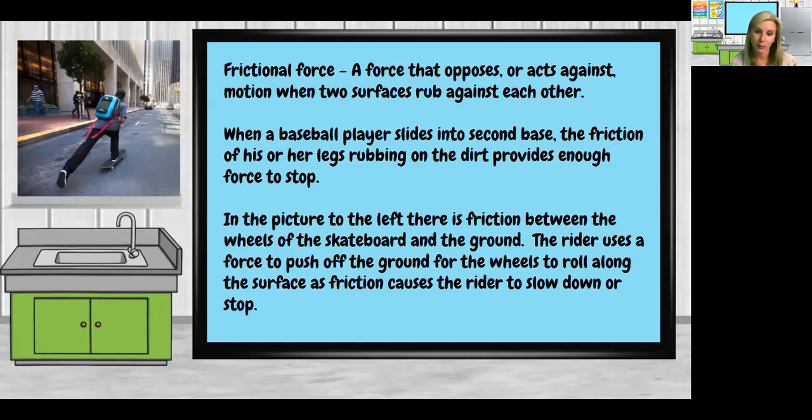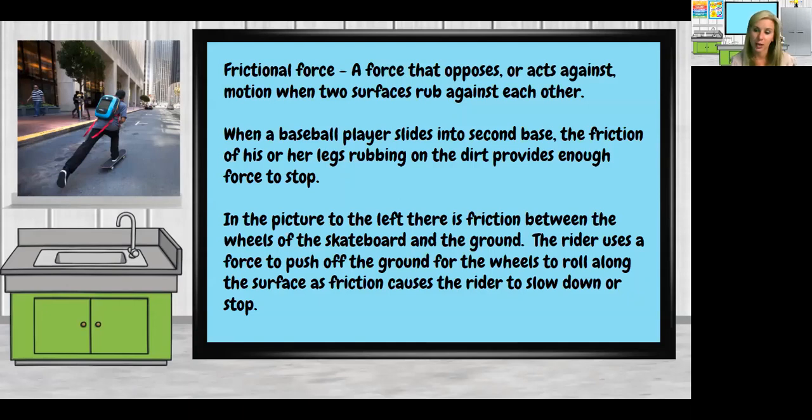For my first example, I'm going to use a baseball player. When a baseball player slides into second base, the friction of his or her legs rubbing on the dirt provides enough force to stop. So between the surface of the skin or the pants on the legs and the dirt on the ground, when one slides, they eventually come to a stop because of friction.